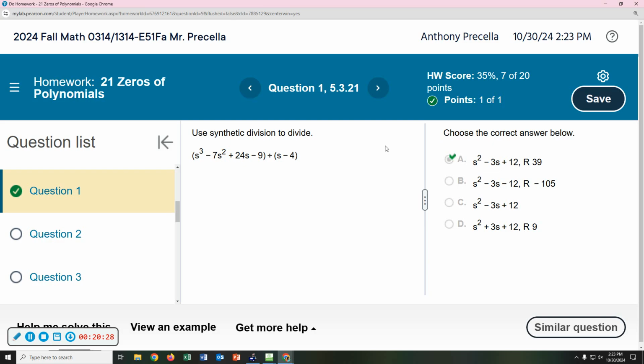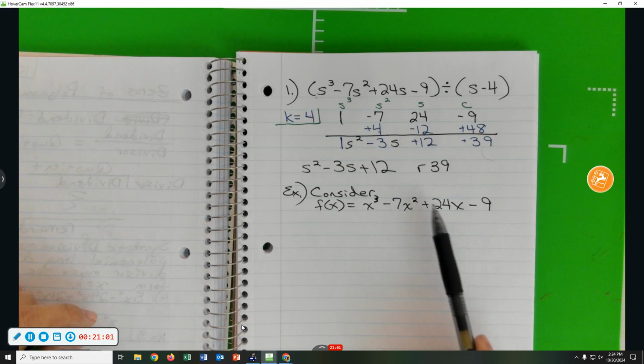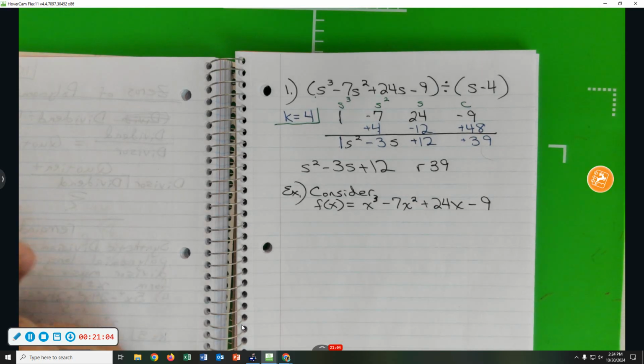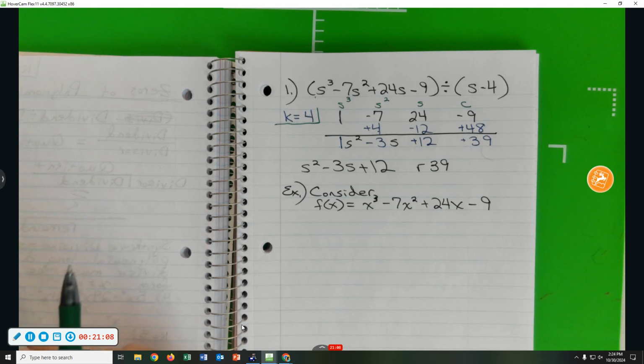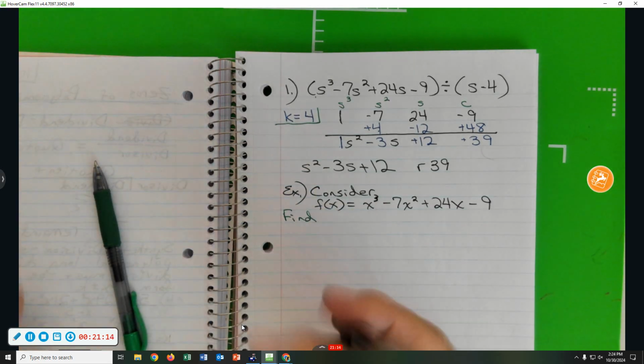I'm going to use this problem here, but I'm going to change the variable. Let's consider the function f of x equals x cubed minus 7x squared plus 24x minus 9. That's a messy 3 there, isn't it? Oh, thank you for reminding me. Switch this. x cubed minus 7x squared plus 24x minus 9. Suppose I wanted you to find f of 4.